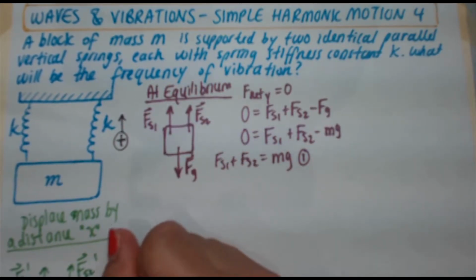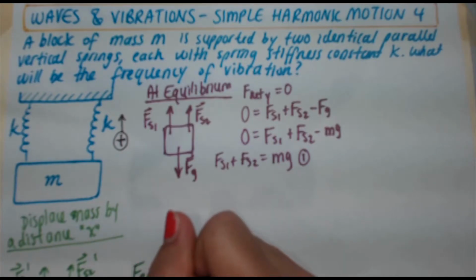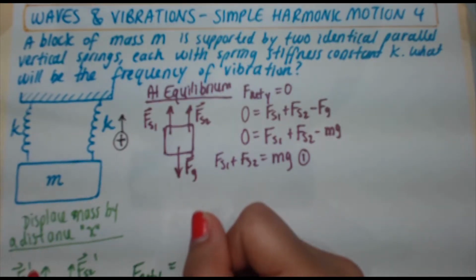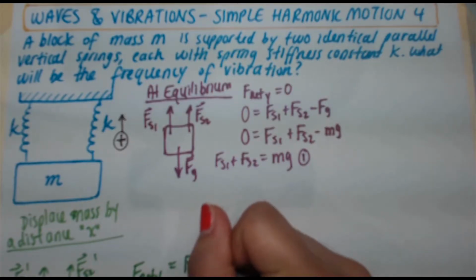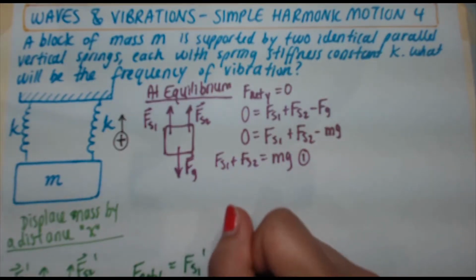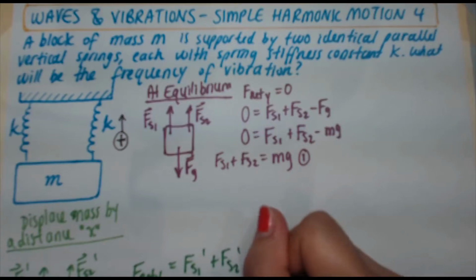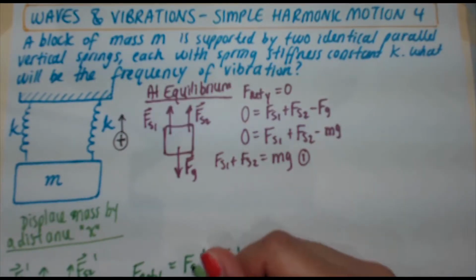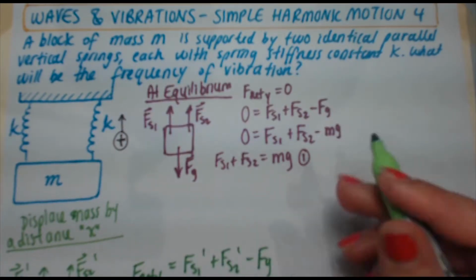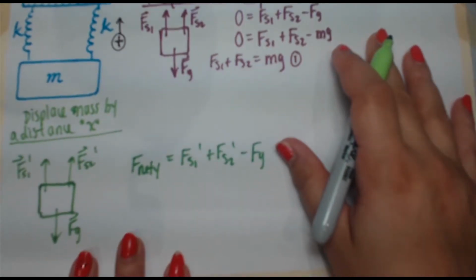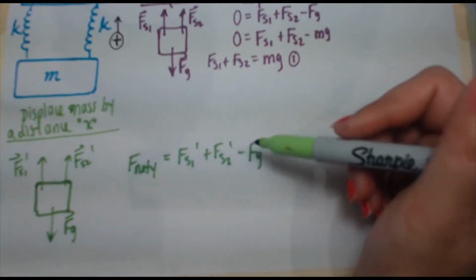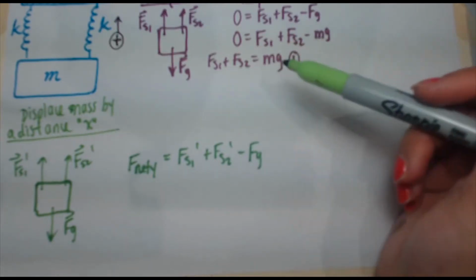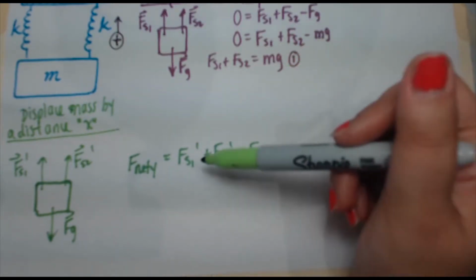All right, so let's do this system again. We know that in this case, F net y is equal to Fs1 prime plus Fs2 prime minus Fg. Now, here's the question. Well, what's Fs1 prime, Fs2 prime? It seems like, oh, sorry, guys, it seems like we're just making more variables for ourselves here, right? Let's try to express this in terms of Fs1 and Fs2.